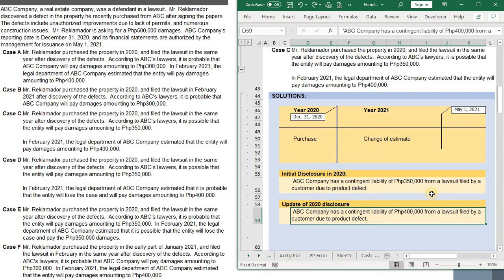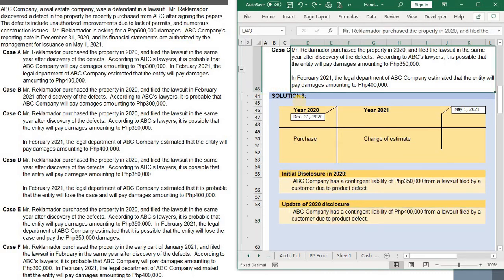If you notice, we are not using the 500,000 damages which was asked by the plaintiff because this is not the best estimate. Always remember that we only record liabilities for provisions at best estimate, regardless of the amount being asked by the plaintiff. So that will be the answer for case C.